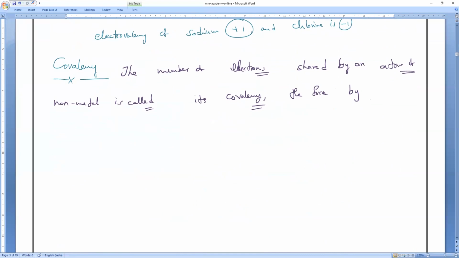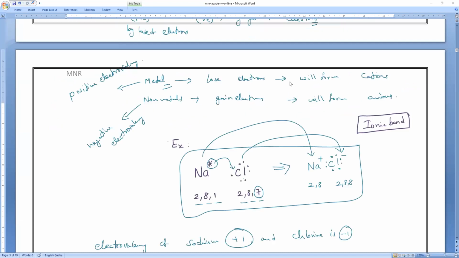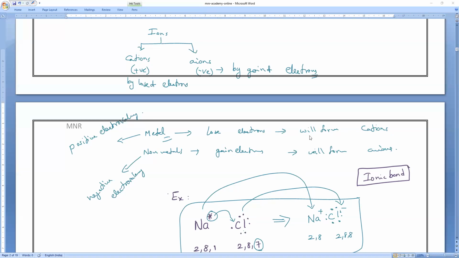Now here, by sharing, the force by which these atoms are held together is called a covalent bond. So whenever you get a covalency, what is the bond present between them by sharing of electrons? Covalent bond. Clear? And by donating and receiving electrons, what is the bond called? Ionic bond. Okay.